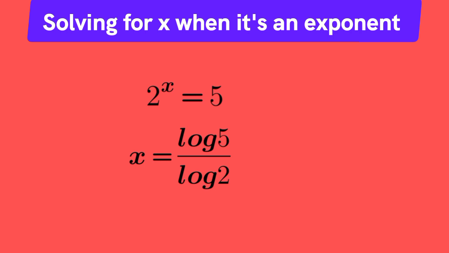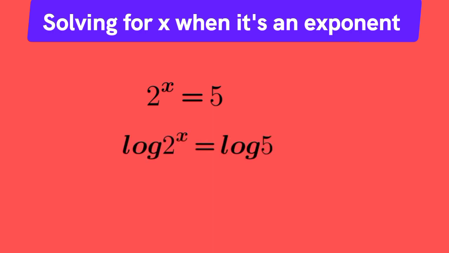Now, let's try solving 2 to the power x equals 5 properly. So we have 2 to the power x equals 5. The first thing we are going to do is to take the log of both sides. So we have log 2^x equals log 5. Now the exponent x is going to go to the front of the log. It's a property of logarithms and it's totally okay to do that. So you have x log 2 equals log 5.